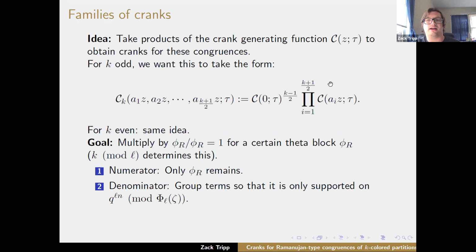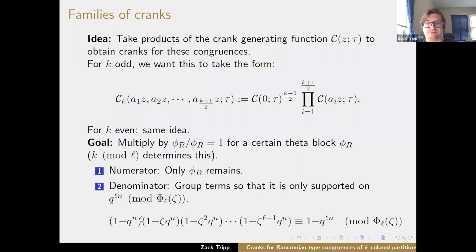And the denominator, as Ian was showing with some explicit examples at the end: by choosing the right a sub i, in other words the right powers of zeta, we'll be able to group terms so that the denominator is only supported on powers of q that are divisible by L. Again, this is very much an analogy with the proof we did before. The numerator has the vanishing coefficients that we want, and the denominator is only supported on powers of q divisible by L. Combining the two, we know vanishing of certain powers mod L.